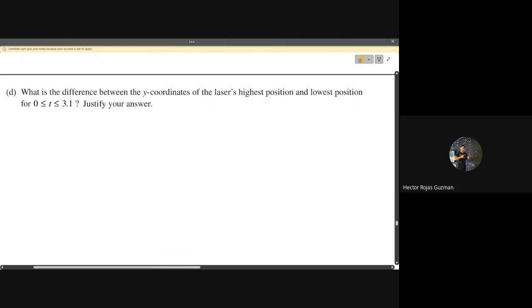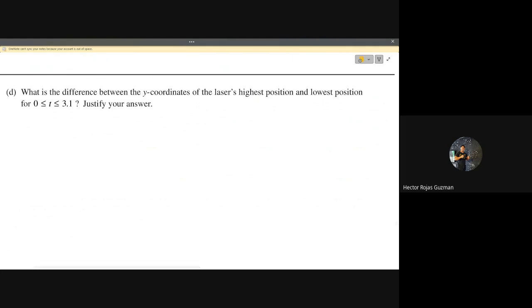And the last part: what is the difference between the y coordinates of the laser's highest position and the lowest position? First of all, we have to find what the highest and the lowest are, and that's basically saying, find me a maximum and find me a minimum. If you think about your basic concepts, to find the maximum or a minimum, you have to find a derivative, set it equal to 0, find your critical points.